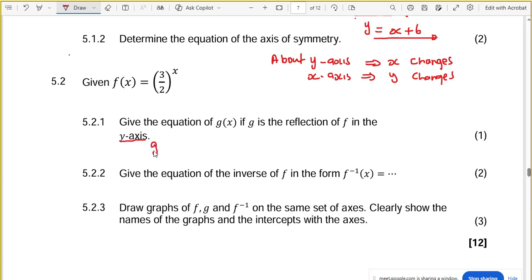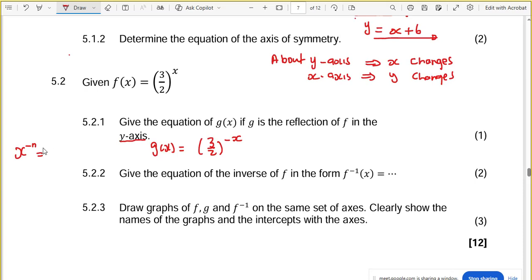So the new graph, which is g at x, the new equation will be 3 over 2, where there's x instead of x, you're going to say minus x. Right. But please do not leave your answer like this. Don't leave it as a negative exponent. You understand? Okay. So I'm going to remind you the law here. We have x to the minus n.